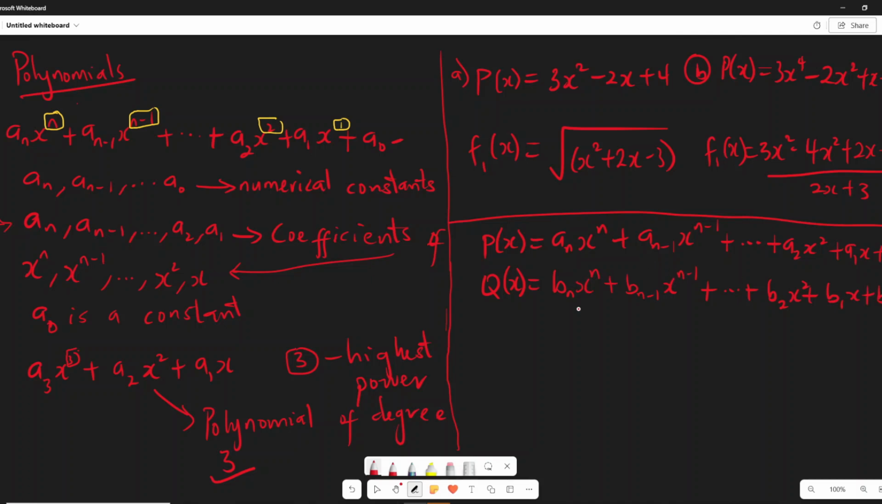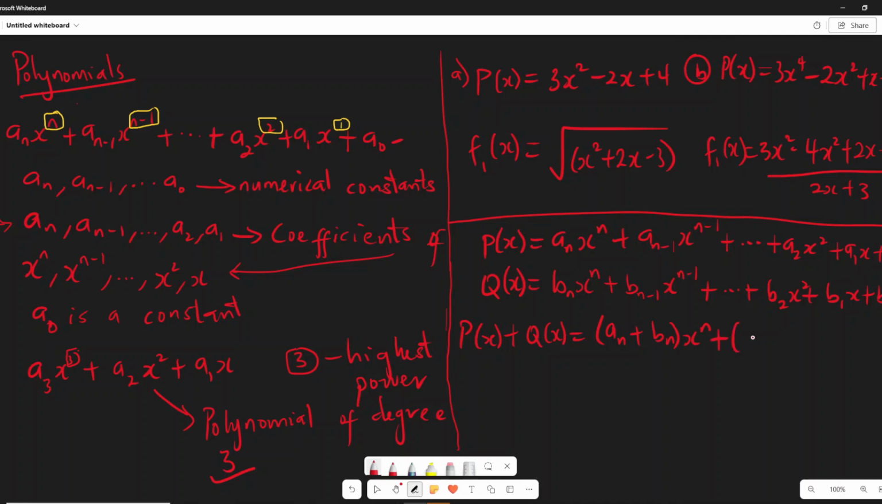Now, the addition, I'll do both addition and subtraction together. The addition of this polynomial, p of x plus q of x, is written in this form. We take out the coefficients first, a subscript n plus b subscript n, and then we write the variable attached to it, because we don't add the variables together, we only add the numbers attached to it, which is the coefficient.